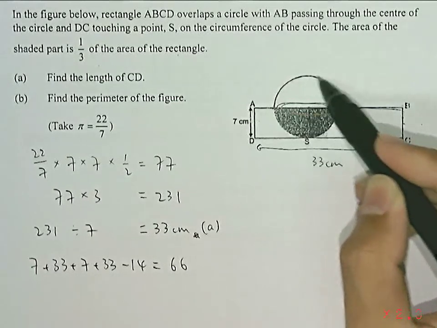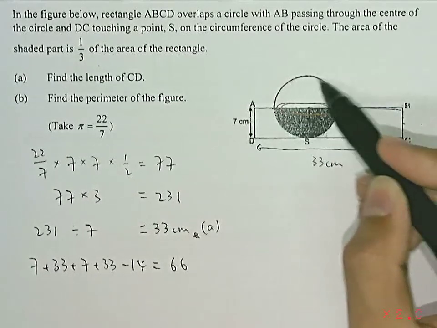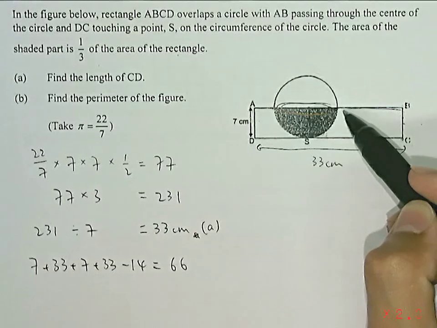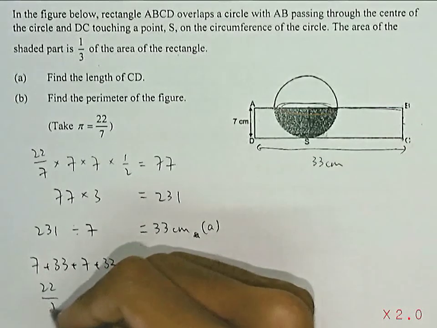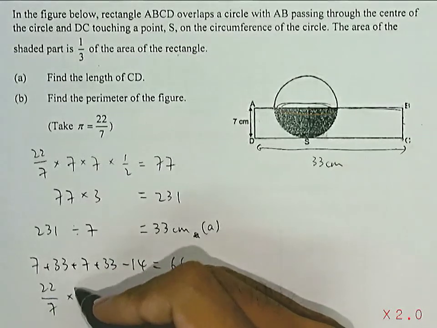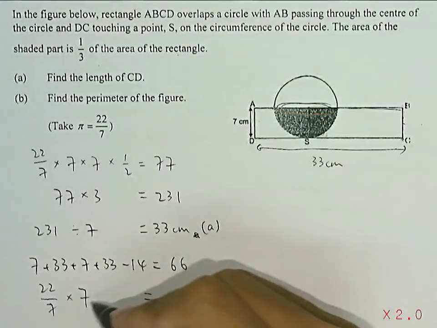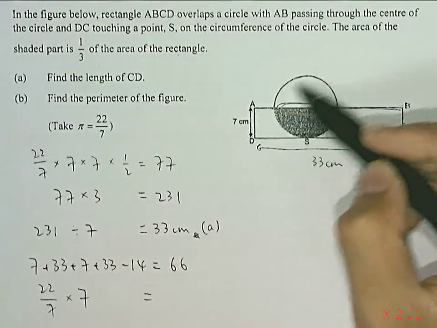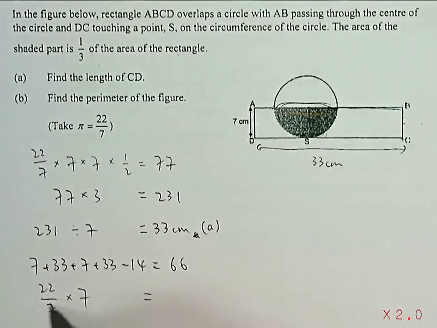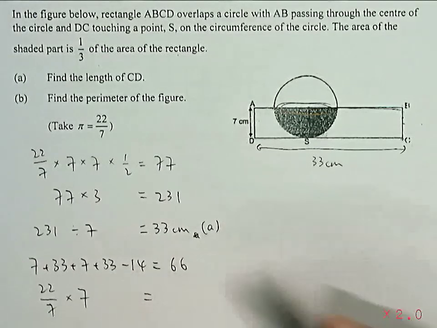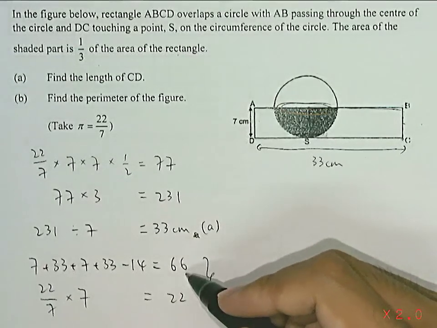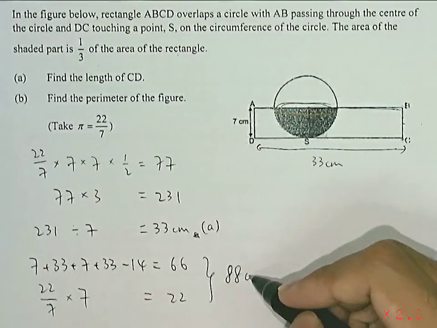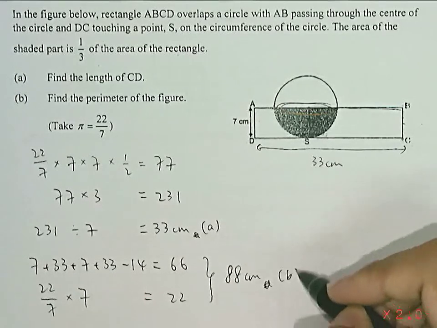Now we are left with one final arc over here, this curved part, which is half of the circumference of the circle. So that will be pi times the radius, which will give half the circumference of the circle. Or you can take pi times diameter divided by 2, it will be the same, and that will give 22. So our final perimeter will be adding up the straight and the curved portions to be 88 cm for part B.